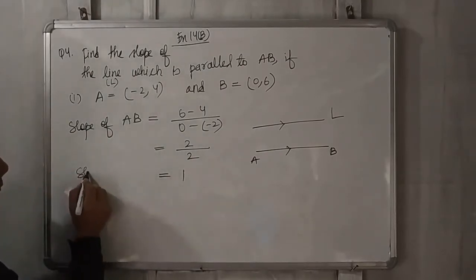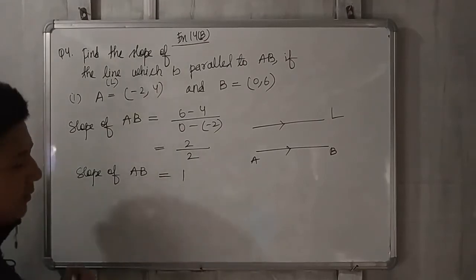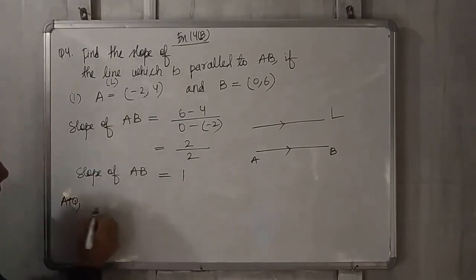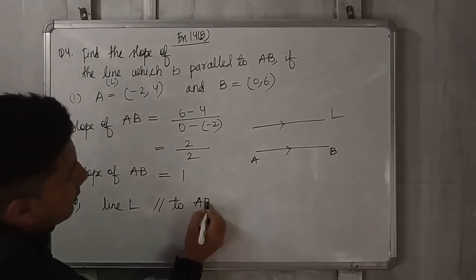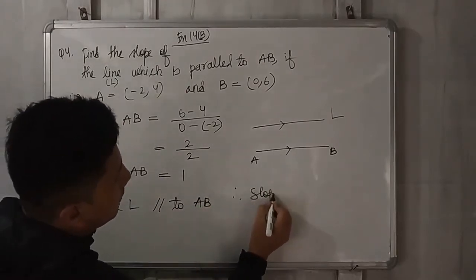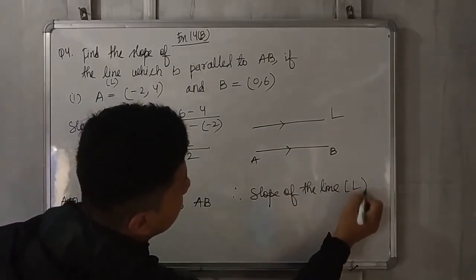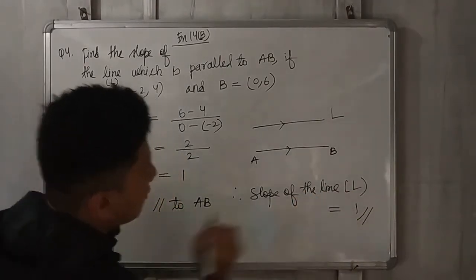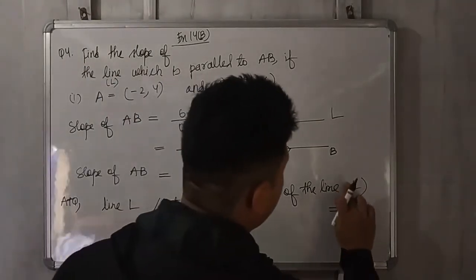So what is slope of AB? Slope of AB is 1. According to the question, line L is parallel to AB. So therefore, slope of the line which I am talking about, L, is same as AB, so hence it is 1. Okay, so please pause the video and note it down.